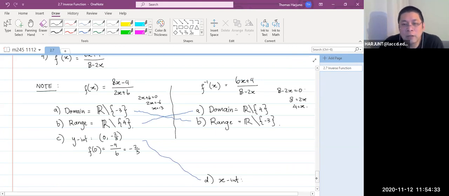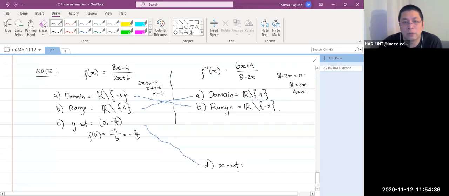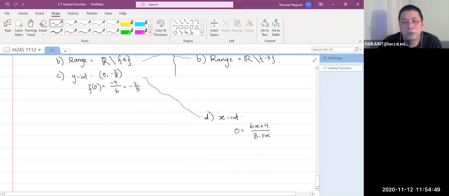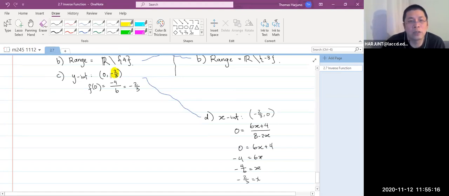How to find the x-intercept of a rational function? Well, to find the x-intercept, you always set y equals 0. And then remember, on Tuesday I said that if you have a rational function equal to 0, it must be because the numerator equals 0. And then I solve for x. I get x is -4 over 6, which is -2/3. So my x-intercept here is (-2/3, 0). I hope you now realize that the y-intercept of the function is the x-intercept of the inverse.